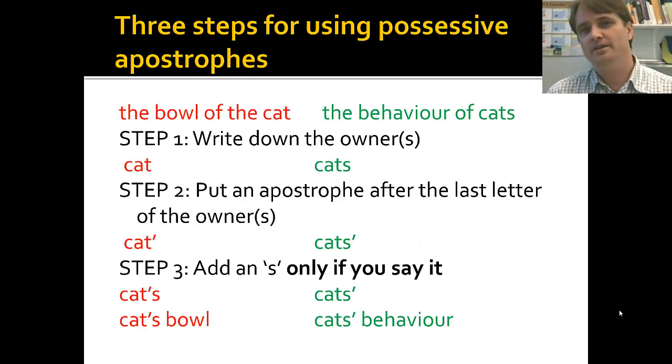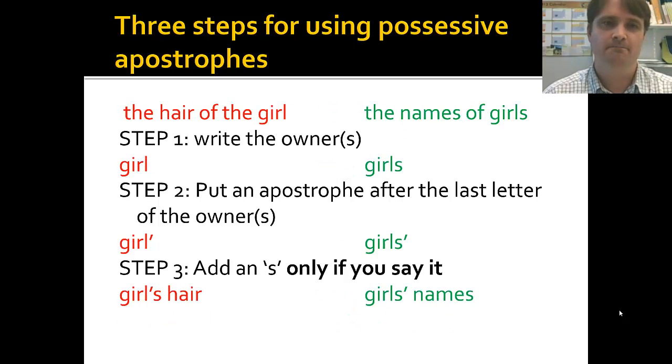Now, the way that you can determine where the position of the apostrophe goes is, so here we've got a simple example, so the bowl of the cat, or the behaviour of the cats. So write down the owners, so in the case of the red font there, cat, put an apostrophe after the last letter of the owner, and then add an S only if you say it. So cat becomes cat's bowl. Behaviour of cats, now here we have plural, we have more than one, so cats, with an apostrophe at the end, and then we have cats' behaviour. You only add an S if you say it. That's a good general rule.